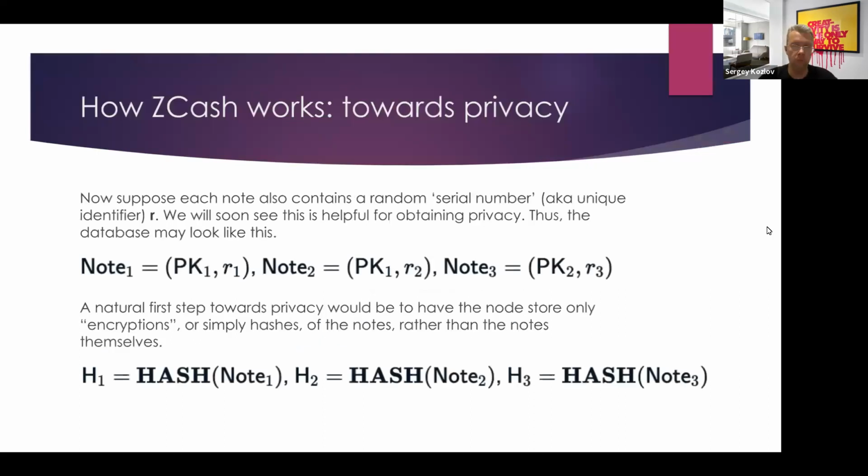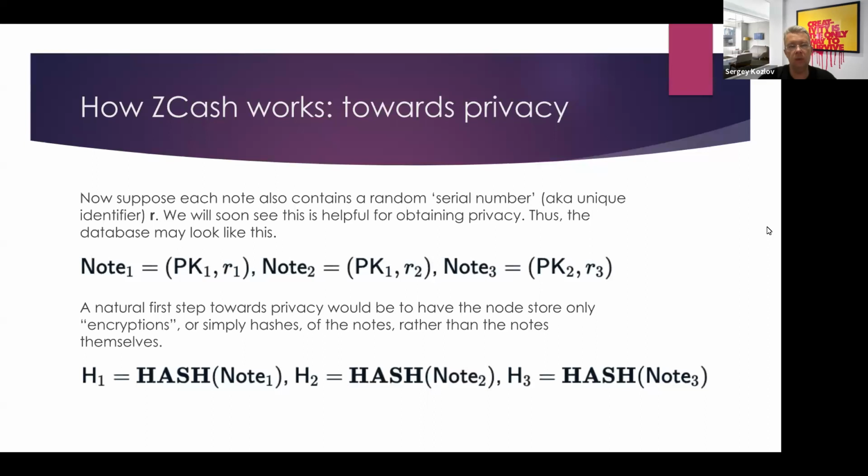Now let's make a first step toward privacy. How do we do it? We introduce a so-called serial number. We just do it and that's it. Why we do it, I will explain in the next slide. Let's call it small r. And now we have this random serial number, a unique identifier of our one node, of one Bitcoin.